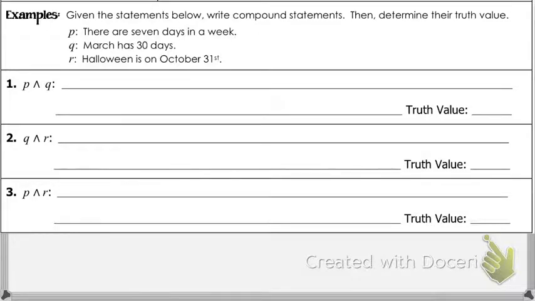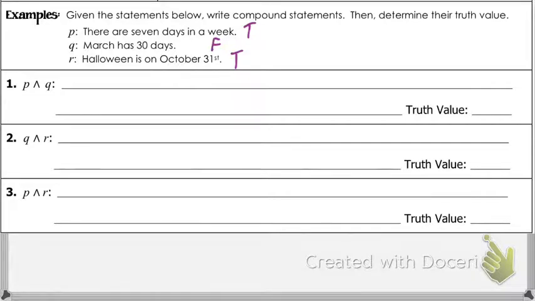There are 7 days in a week. Is that true or false? True. Okay, T for true. March has 30 days. Statement Q. Is that true or false? False. How many days does March have? 31. Now, if it said March has at least 30 days, that'd be different, right? But it says has 30. Halloween is on October 31st. It's R, true or false? True. So we know individually these have their own truth values as well.